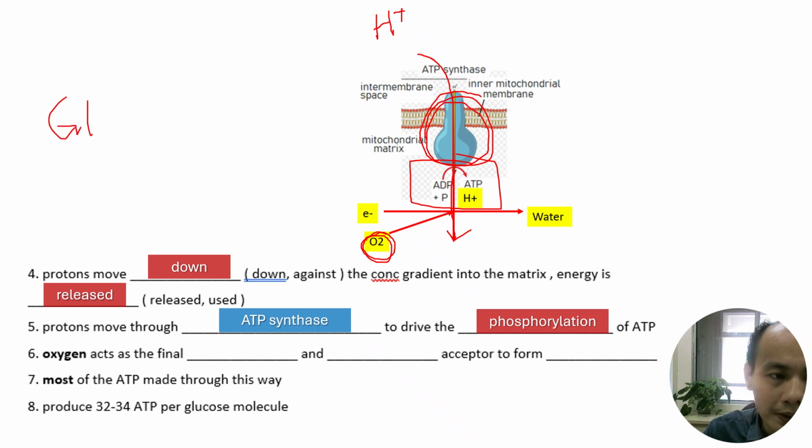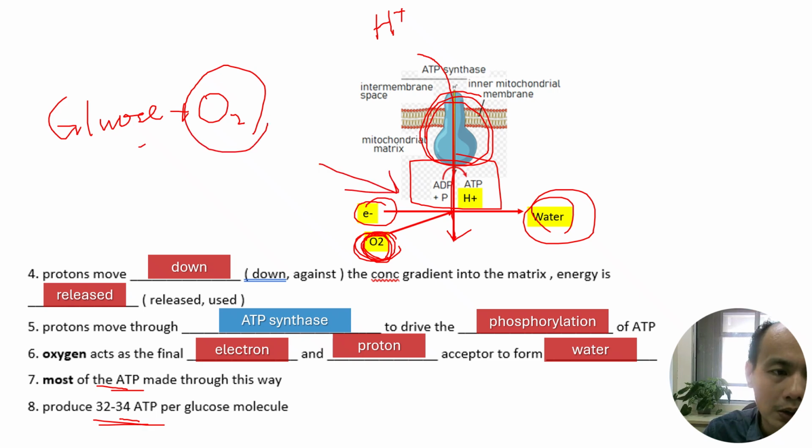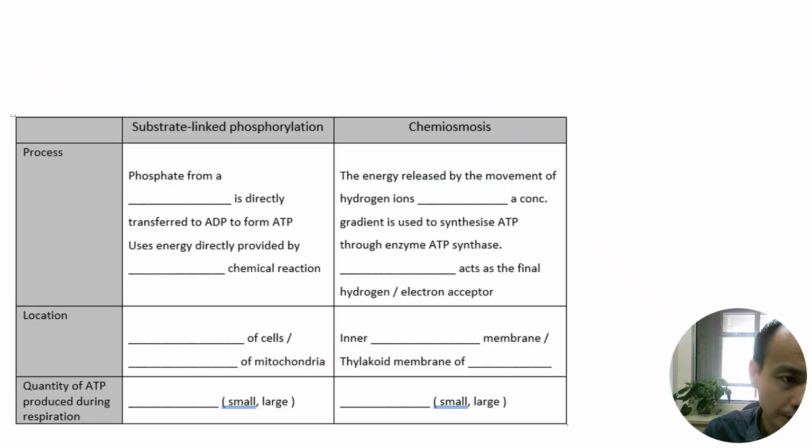And you see oxygen is being involved. You still remember respiration, glucose plus what? Glucose plus oxygen. Okay, so oxygen is involved now. It acts as the final electron and proton acceptor. So this oxygen accepts electrons to form water. Okay, and most of the ATP is made this way, producing 32 to 34 ATP per glucose molecule. So probably you are wondering, now I know oxygen is involved here, but what about glucose? We haven't started to discuss that part, which is in part 3.